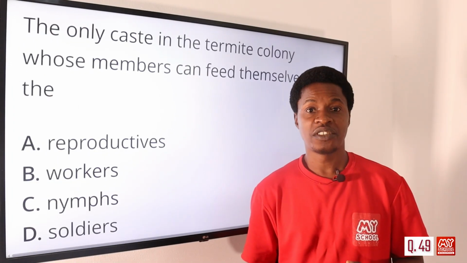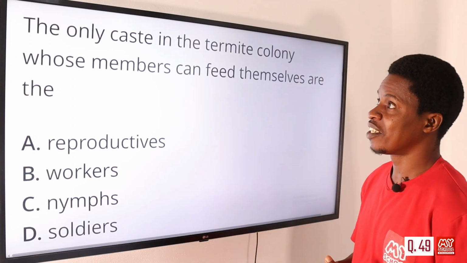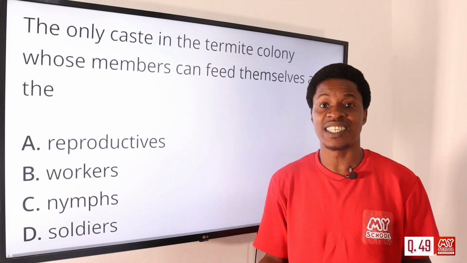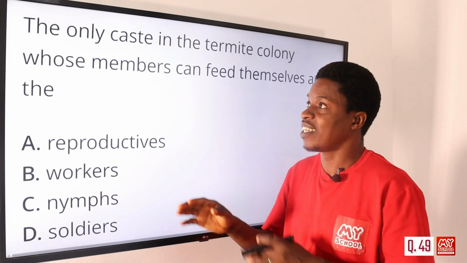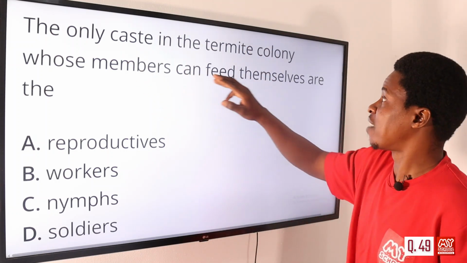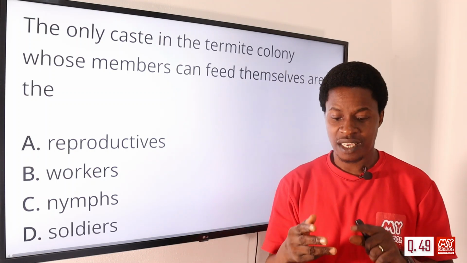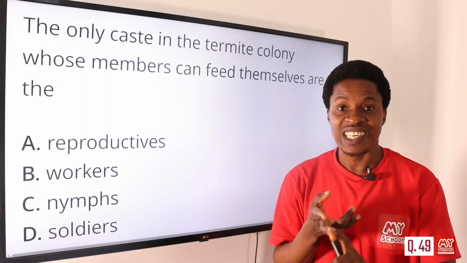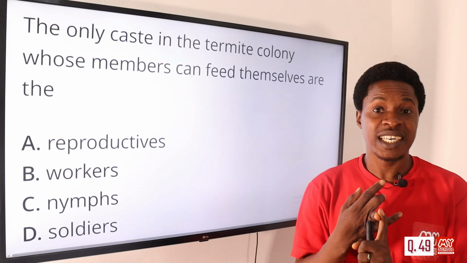We are moving on now to question number 49. The only caste in the termite colony whose members can feed themselves are the what? Termites are social insects. Why are they social insects? They are always in large quantity and they form different castes. We have about 3 different castes of the termites: the workers, the soldiers, and the reproductives. The reproductives are made up of the king and the queen.